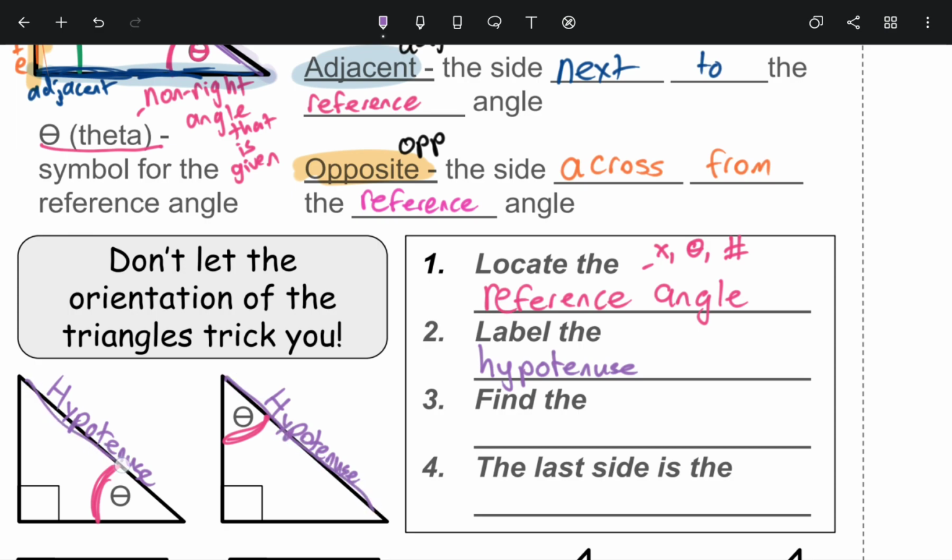So that is always going to be across from the right angle, no matter which quarter your reference angle is. The hypotenuse will stay the same, as we can see in these two triangles right here. After you've labeled the hypotenuse, you're going to find and label the adjacent side. Now this is where things can start to get a little tricky. So as we see on this triangle on the left, our reference angle is down here in the bottom right. So this means that our bottom side is our adjacent.